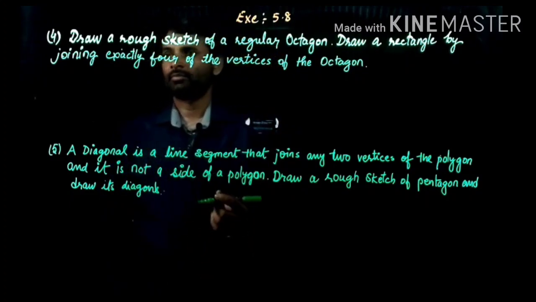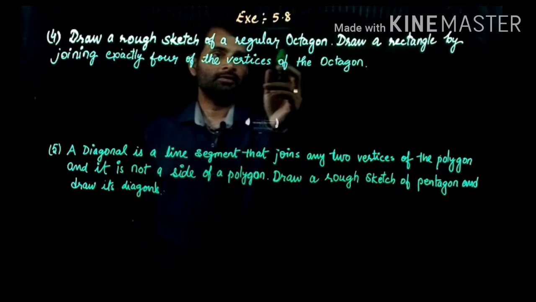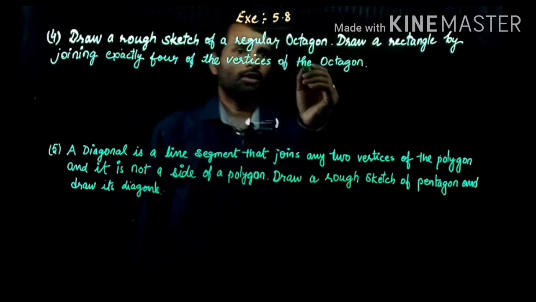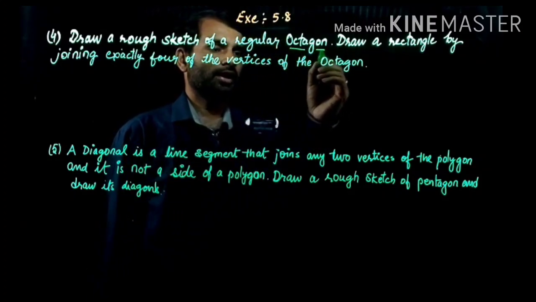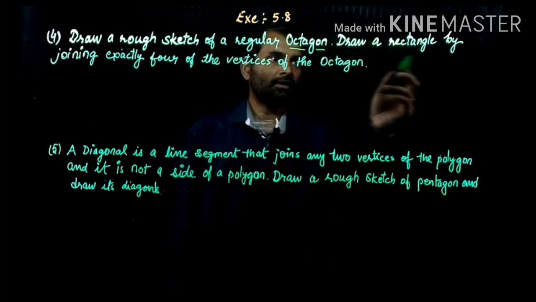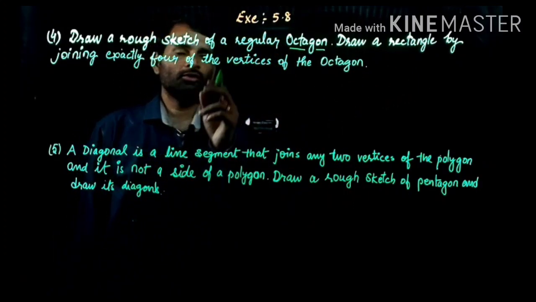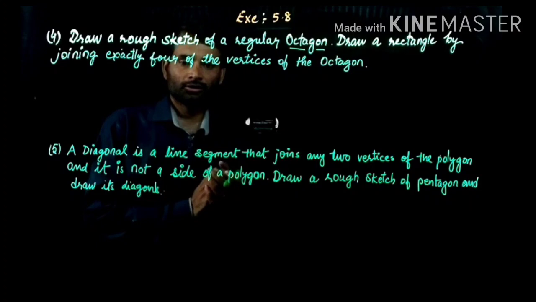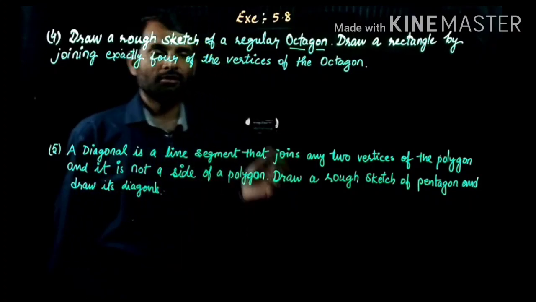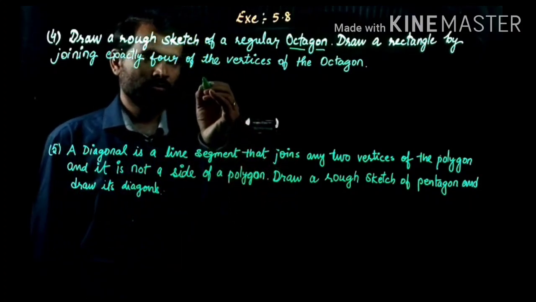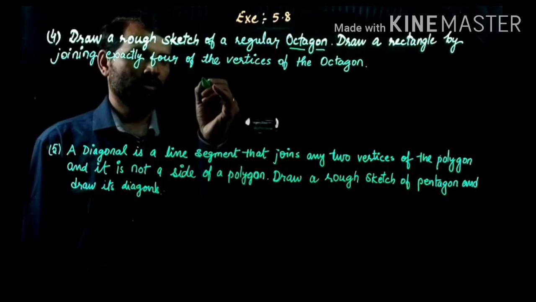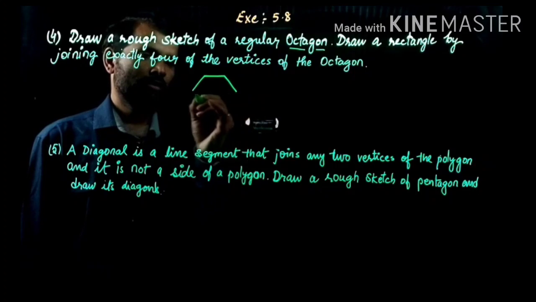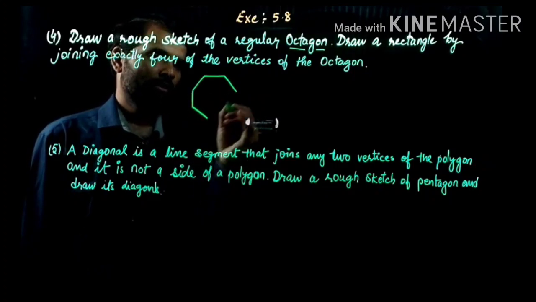Question number 4: draw a rough sketch of a regular octagon. Octagon means it has 8 sides. Draw a rectangle by joining four vertices of the octagon. A regular octagon means all sides are equal. So you have to draw an octagon, which has 8 sides.